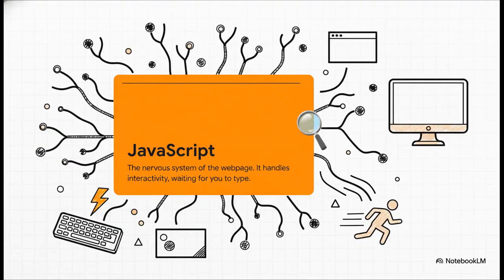Okay, so we have a skeleton and some cool clothes, but our web page is still just a mannequin. It can't actually do anything. For that, we need JavaScript. Think of JavaScript as the web page's nervous system. It's the code that's always waiting and listening. The moment you start typing, JavaScript springs into action. It grabs that username and becomes the messenger that kicks off this whole amazing journey.